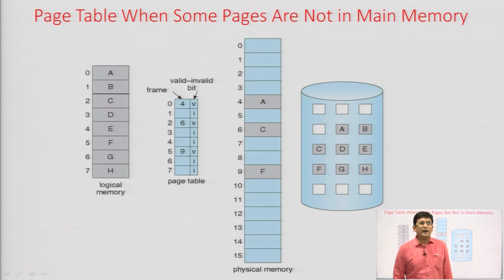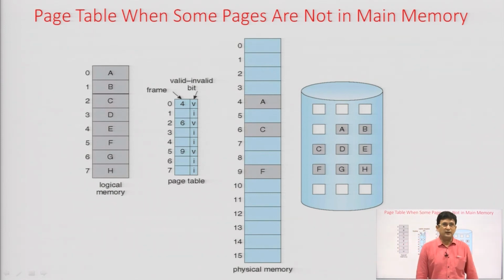Now let us look at the page fault again, and we have seen on various occasions that the page fault is not desirable for us. What is the meaning of a page fault? That a page is referenced and that referenced page is not present in the main memory. So how will we come to know that a referenced page is not present in the main memory?